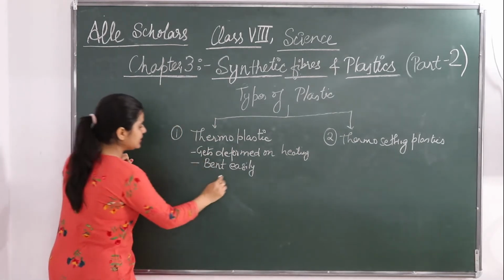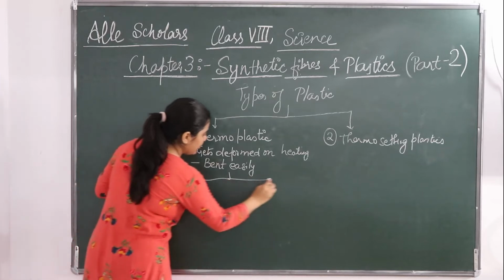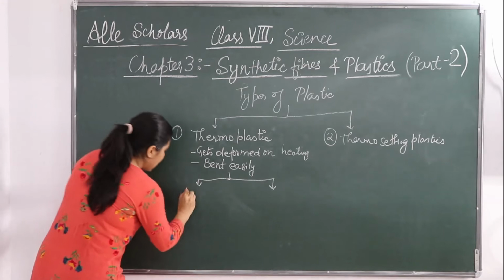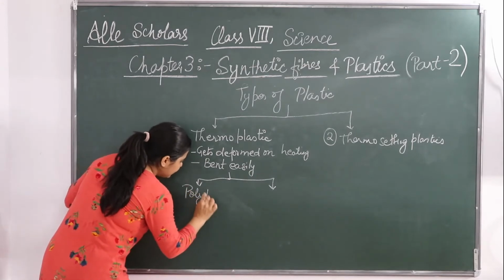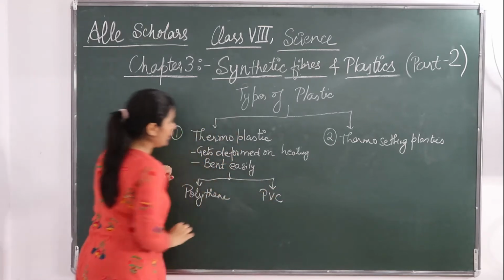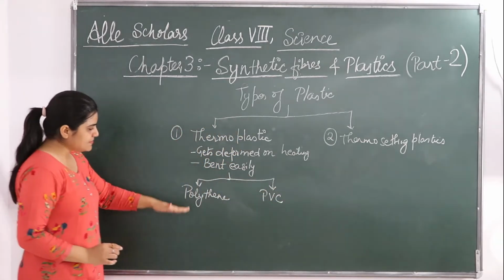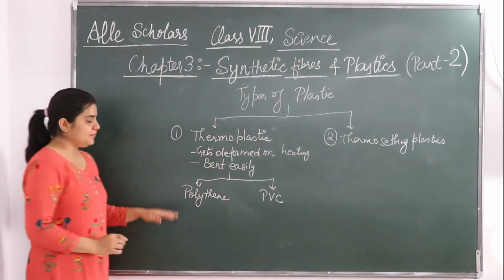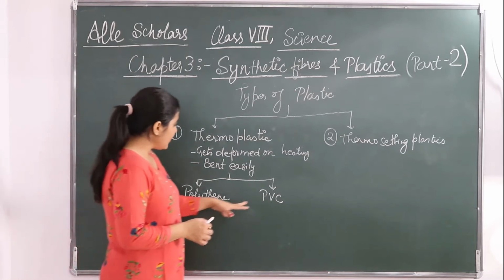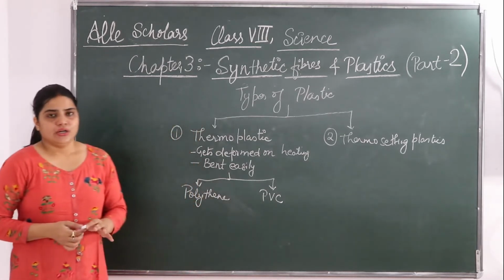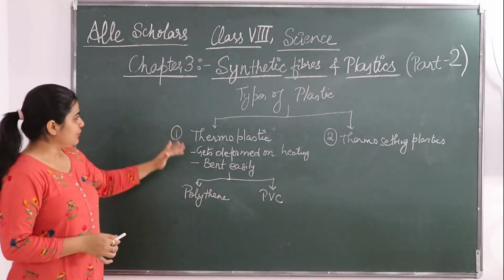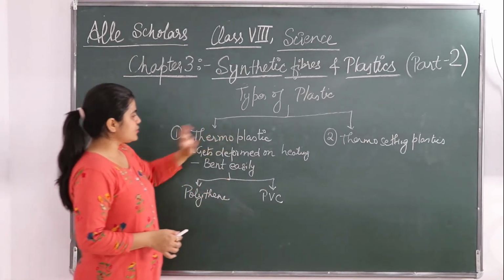Okay? So further, this thermoplastic can be of two types. Two types के ये भी होंगे. एक तो है polythene and the other one is PVC. Okay? Thermoplastics are of two types, polythene and PVC. So polythene, as the name itself suggests, these two are the examples of it. We shall be discussing polythene and PVC in detail. Before that, I will be telling some more characteristics of thermoplastic.